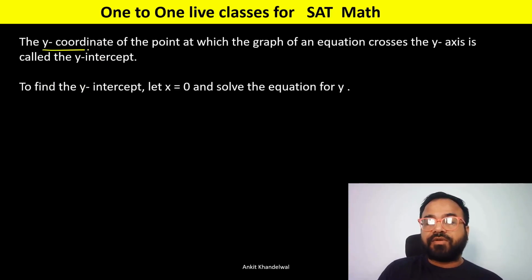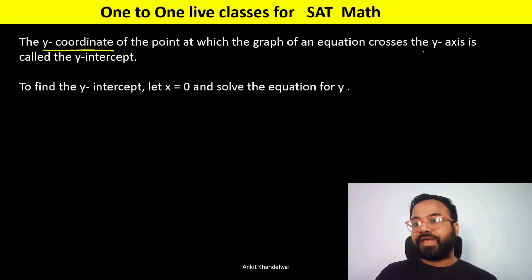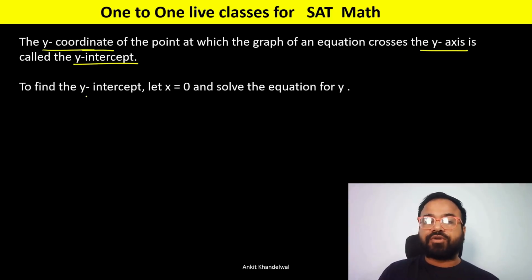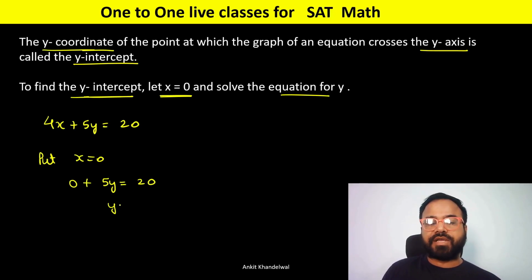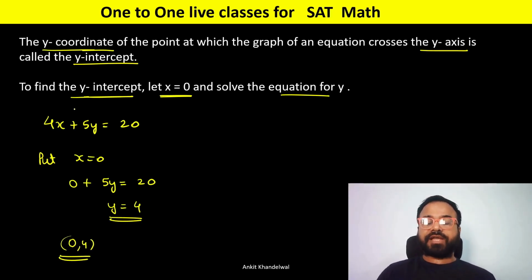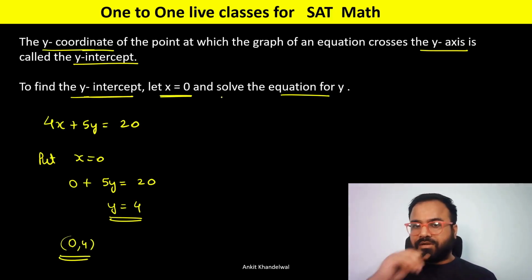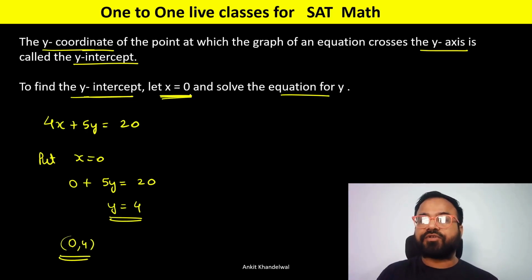Similarly, the y-coordinate of the point at which the graph is crossing the y-axis is called the y-intercept, and to calculate the y-intercept, we have to put x as 0 and solve the equation for y. Just like in the previous equation, 4x plus 5y equals 20. Now if I want to find the y-intercept, put x equal to 0. If I put x equal to 0, then 0 plus 5y equals 20. So y equals 20 divided by 5, which is 4. So the y-intercept for this particular line is 4. So to calculate the x-intercept, we put y as 0, and to calculate the y-intercept, we have to put x as 0.